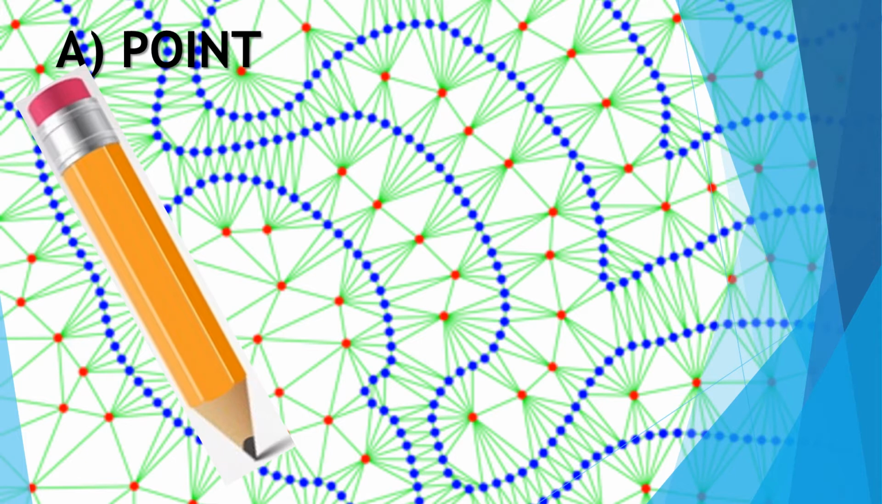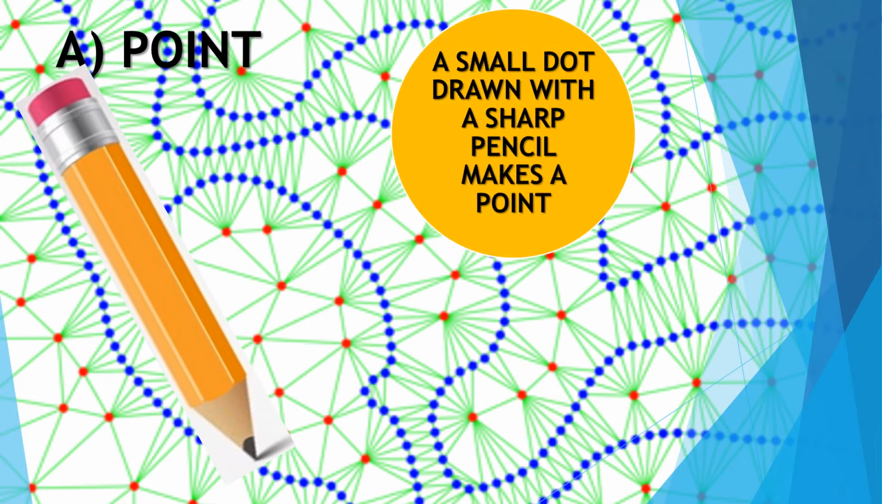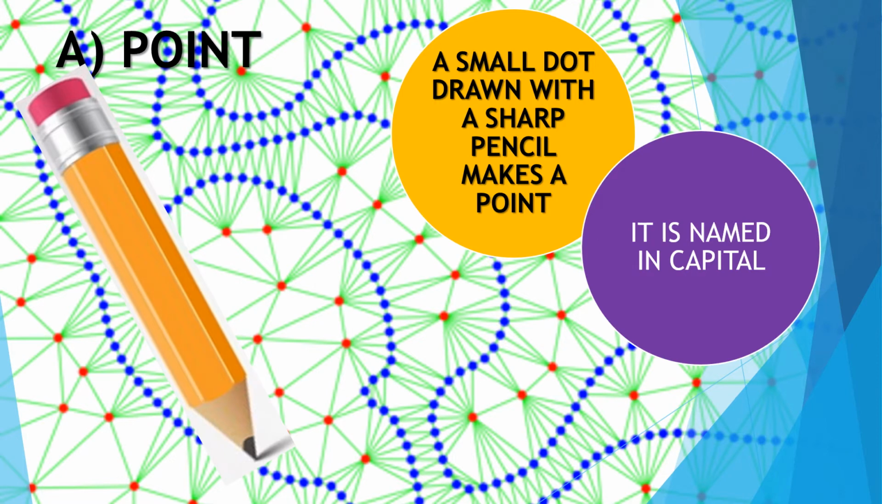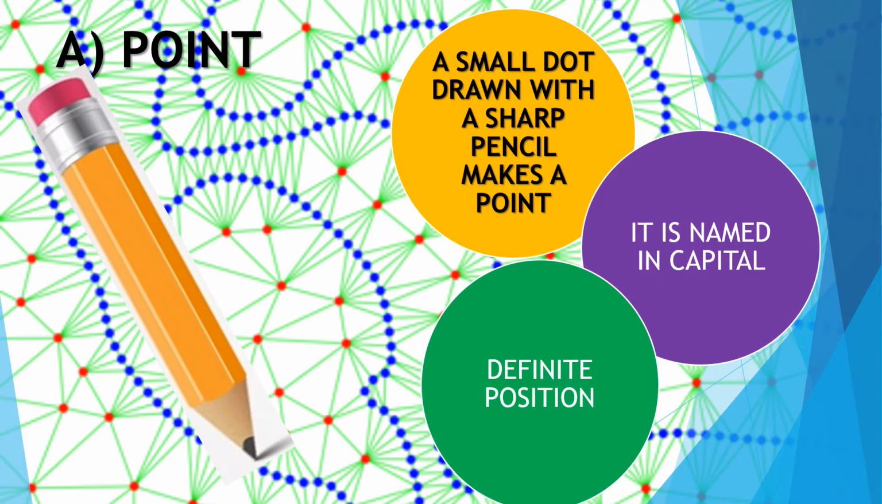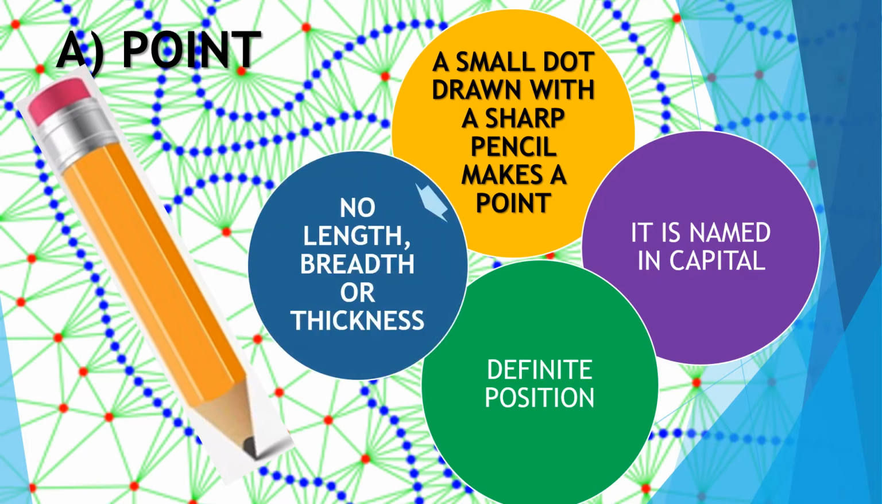The first one is a point. What is a point? When you keep a sharp pencil upright on a paper, you form a point. A small dot drawn with a sharp pencil makes a point. It is always named in capital letters. It has a definite position and it has no length, breadth or thickness.